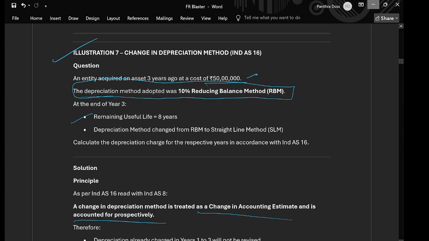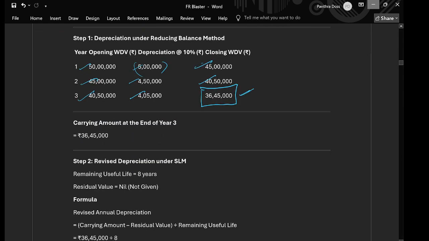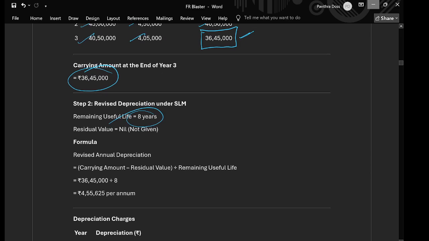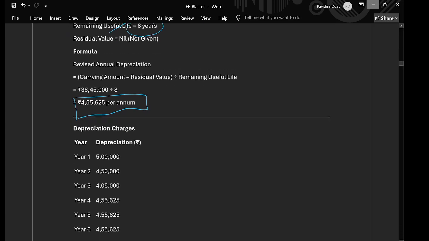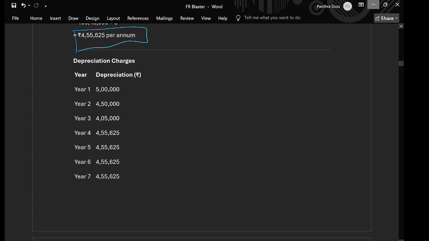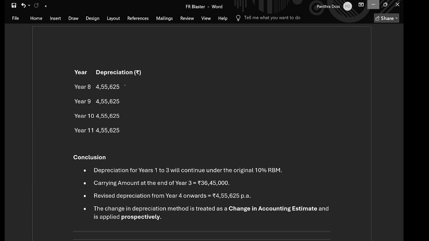Now from now on we are going to change it to the straight line method, which means the same depreciation for every year. So 36 lakh 45,000 is the carrying amount now. We are going to divide this by 8, and from now on the depreciation per year is going to be 4 lakh 55,625. This is the depreciation that we are going to have. That's all they have asked, like what is the depreciation for every year.